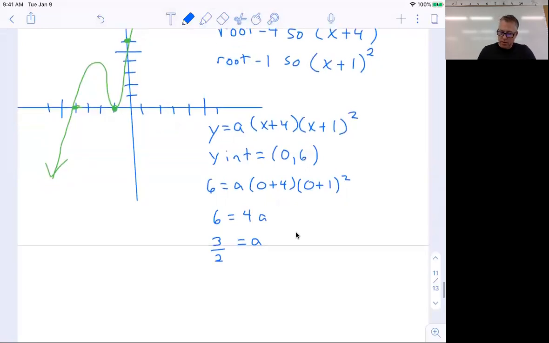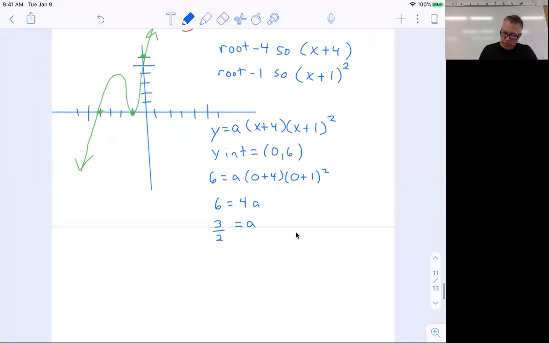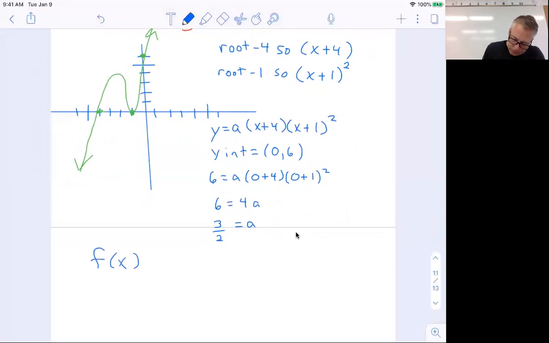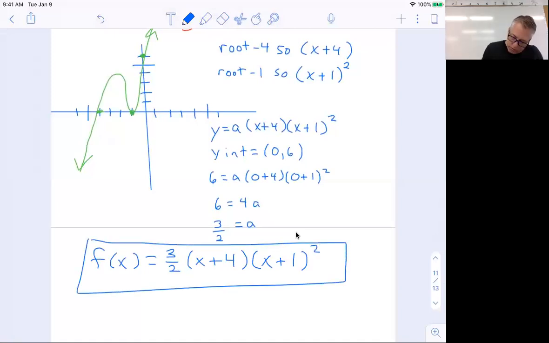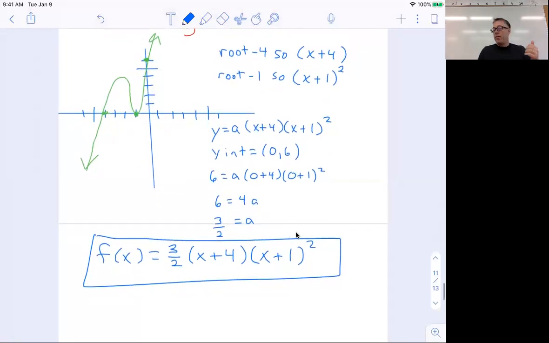I'm ready to write my equation for that graph. F of x is equal to my a value, which is 3/2, times my factors x plus 4 times x plus 1 quantity squared. So I have used all that information. I do have an odd degree because it's third degree. I do have a positive leading coefficient. Checks out with my roots, checks out with my y-intercept. So that is our equation of that.